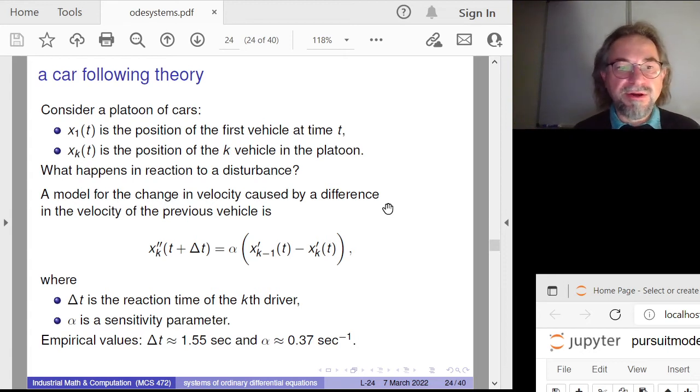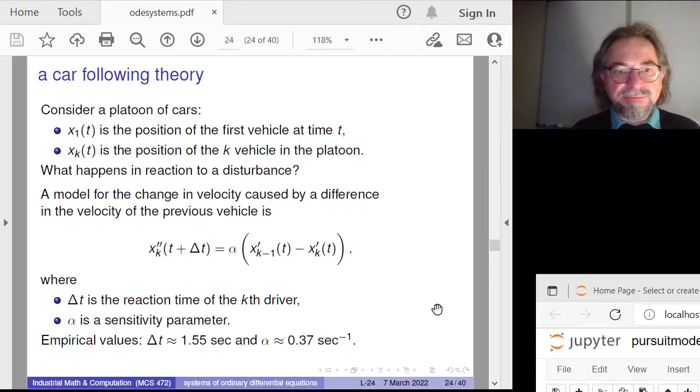Now, what happens as a consequence of a disturbance, say that the first car starts to brake? And in particular, what happens to the distance between the cars? So, will there be a collision, yes or no? That's the question that we are trying to ask. So, what is the change in the velocity caused by the change in the velocity? Well, we can write that down. So we have the delta t, which is the reaction time of the following driver.